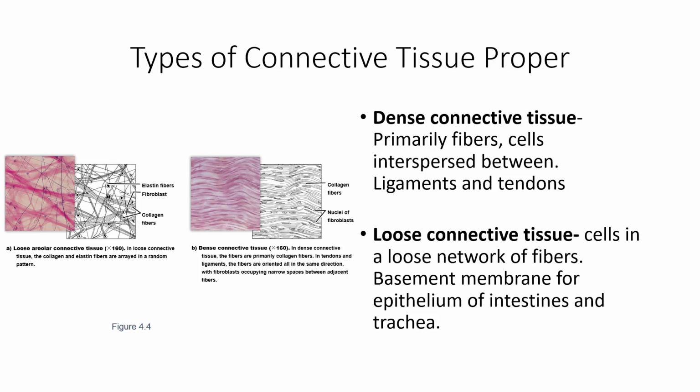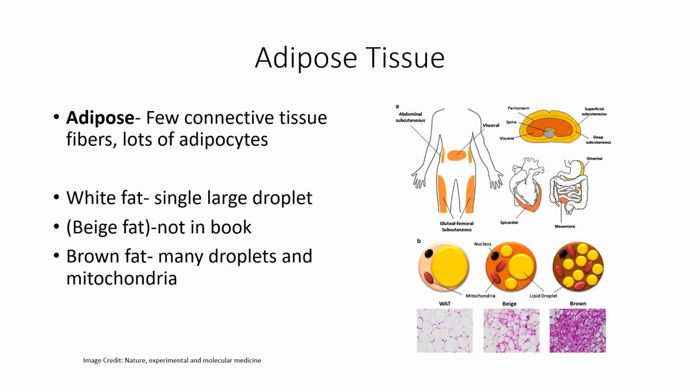So you may have seen the basement membrane on those slides about epithelial tissue. This is what the basement membrane is made of, loose connective tissue. There is also adipose tissue, the fat cells. So these are a very few connective tissue fibers and a lot of adipocytes, or fat cells. Now there are three different types, and two of which we're actually going to look at.